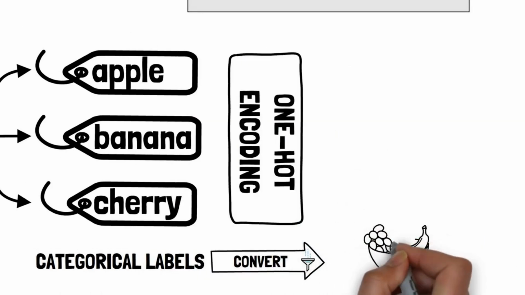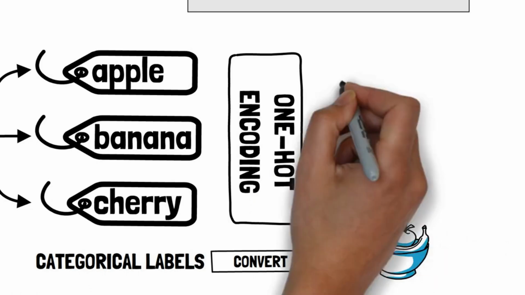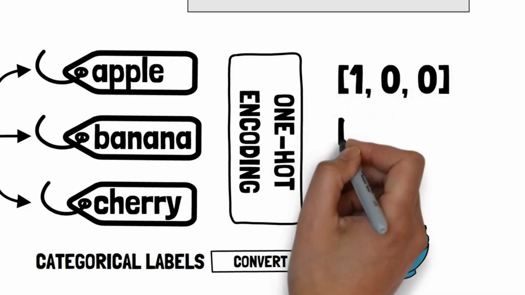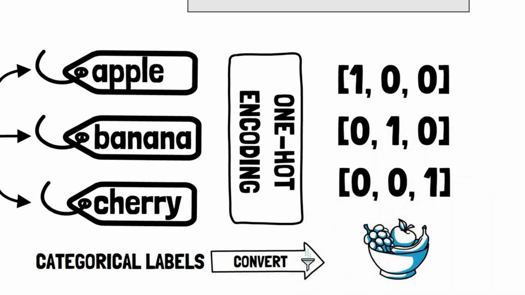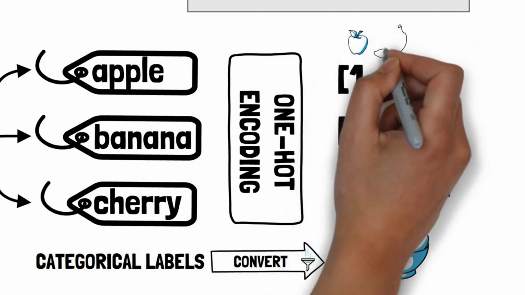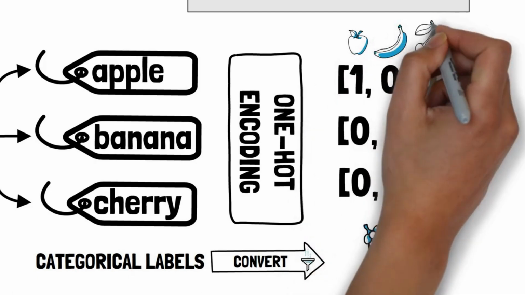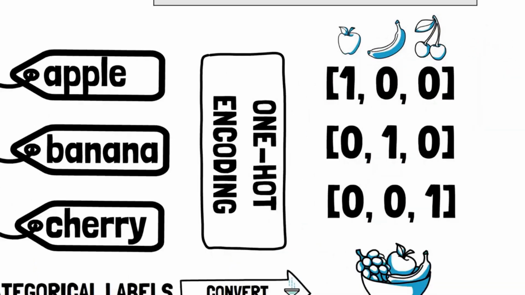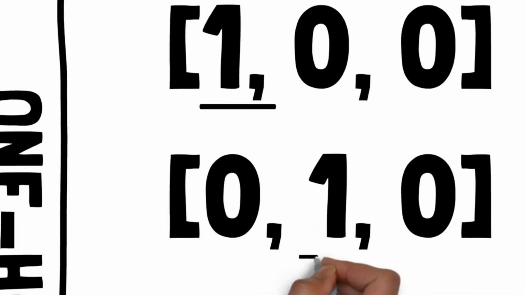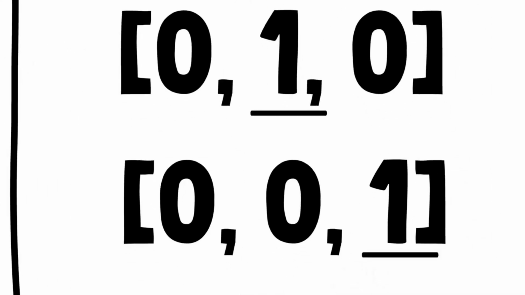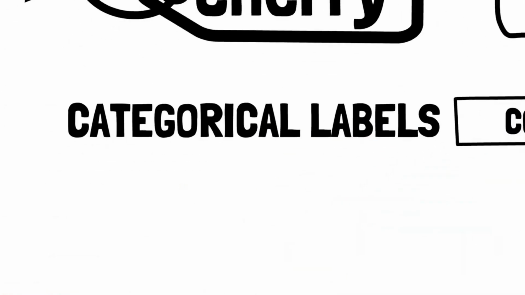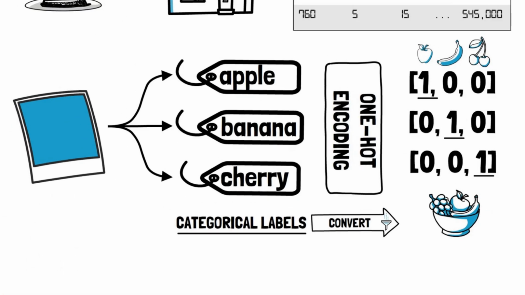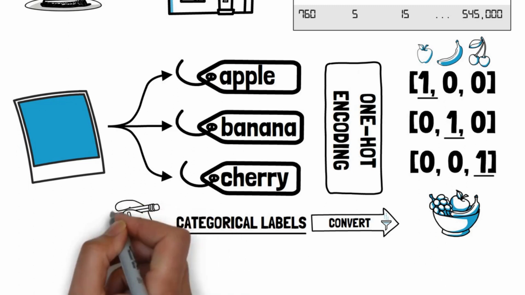Using our fruit example, instead of the textual labels, we'd represent each fruit as a binary vector of zeros and ones. In this format, each position in the vector corresponds to a specific fruit category. A 1 denotes the presence of that category for a given data point, while 0 indicates its absence. By converting our labels into this numeric format, we ensure that our network can effectively learn to classify data points into the correct categories.